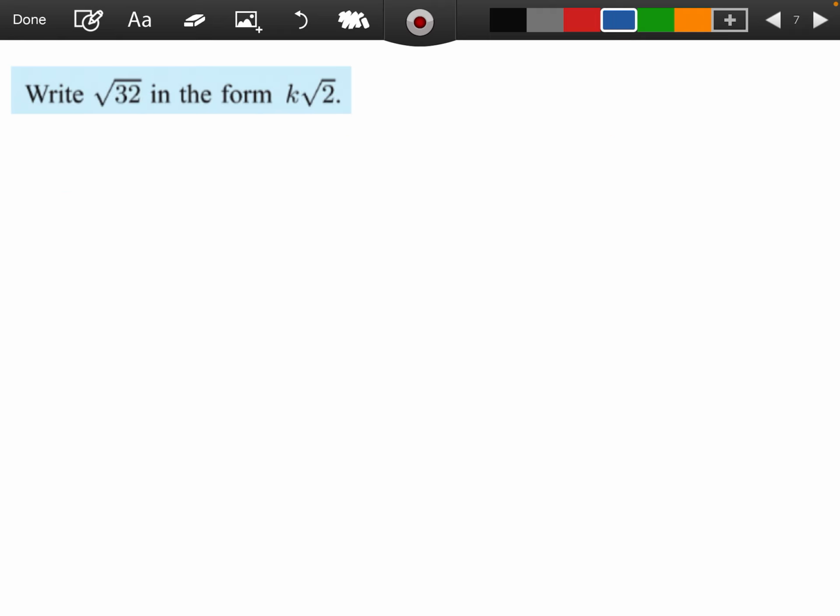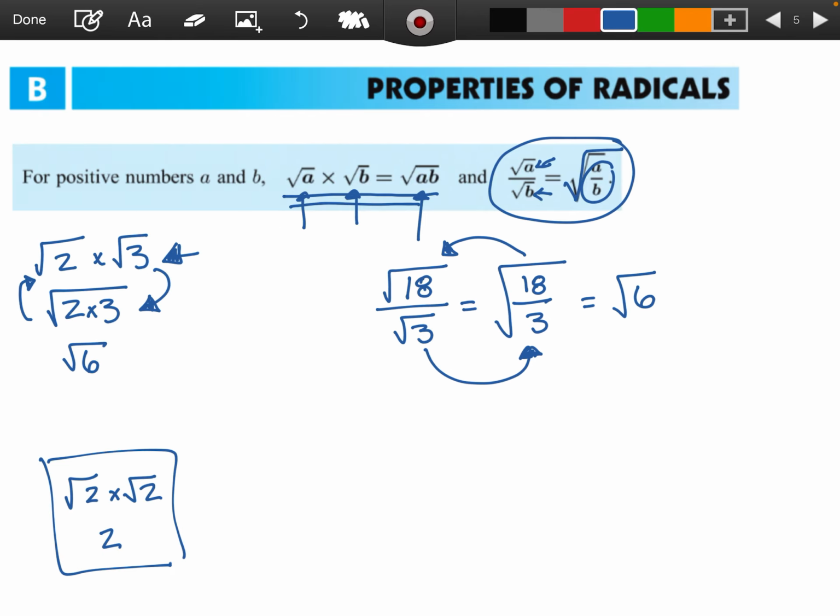So the final example that I want to go through is this one, which is a bit of a trickier question, I suppose. So we're going to write the square root of 32 in the form of k root 2, meaning this is what we want our final answer to look like. We want a number sitting in front in place of k, and then we want a root 2. So for this particular example, we're going to use this multiplication property, but we're going to go backwards.